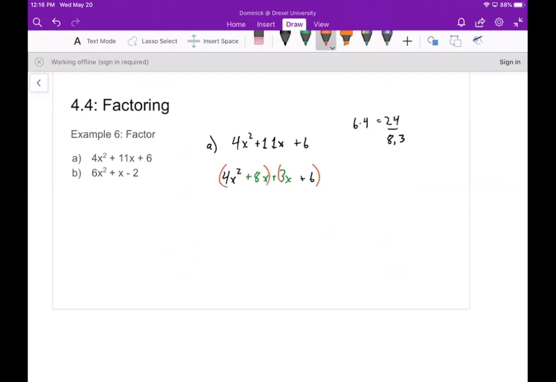I guess I should have included that, but in this case, it's fine because it's already a plus. So I can take out a 4x in the first group, and I get x plus 2. And then in the next one, I can take a 3 out, and I get an x plus 2. So I'm going to take x plus 2 out, and I'm left with a 4x plus 3.